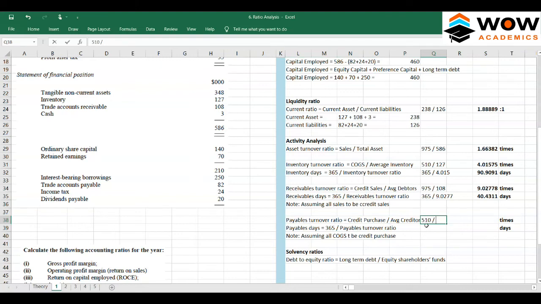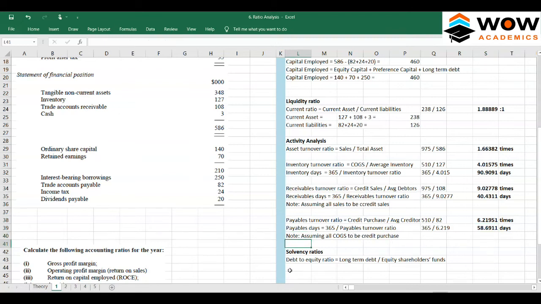divided by average creditors. So creditors is payables. So we have trade accounts payable, that would be the creditors. So we'll take 82 and we'll solve it. So the answer is 6.21. So the number of days is 58 days.